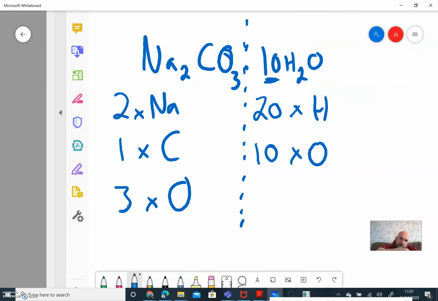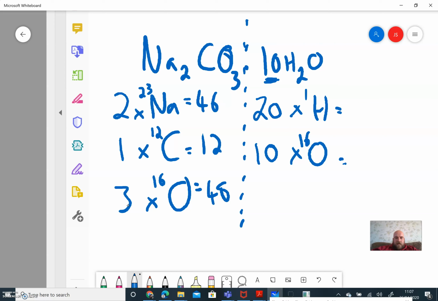Now I can write them in. So that's 23, 12, 16, 1, and 16. So 2 times 23 is 46, 1 times 12 is 12, 3 times 16 is 48. So all of that adds up to 106.